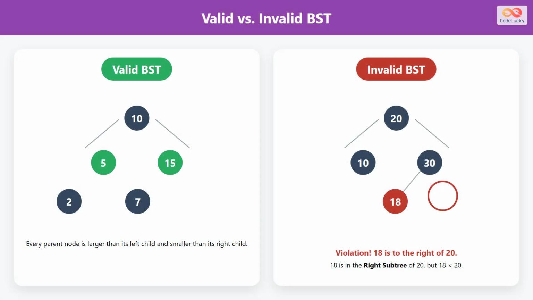It is crucial to verify that the property holds for every node, not just the immediate children. On the left, we see a valid tree. On the right, we have an error. Notice the node 18. It is a child of 30. While 18 is less than 30, it is located in the right subtree of 20. But 18 is less than 20, so it should have been on the left side of the root. Therefore, the tree on the right is invalid.